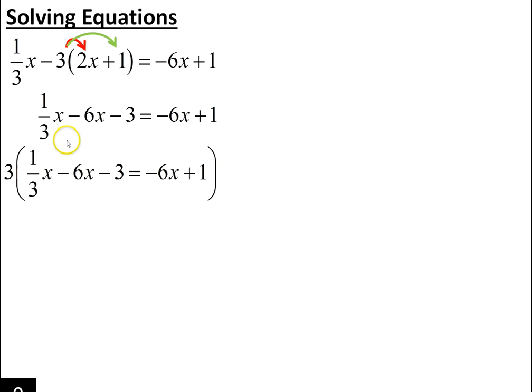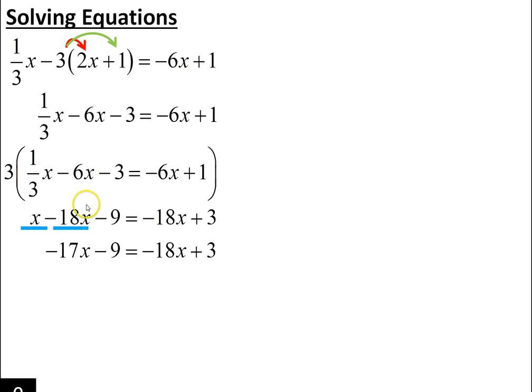And as we do that, it's basically distributing the 3 to each and every term. And so here the 3's cancel, and I get 1x. 3 times 6 is 18. 3 times -3 is -9. 3 times -6 gives me -18, and 3 times 1 gives me 3. So now I have like terms that I can combine. So 1 minus 18 gives me -17.